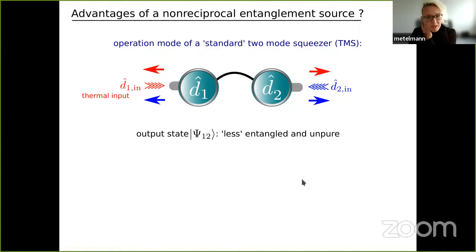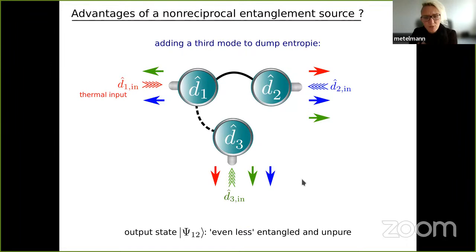If I add another mode, we have the situation that the output state will actually be less entangled and still impure. Your seed for the entangled photons coming out of 1 and 2 will still be the cold vacuum input of 3 and 2, but the thermal input will always show up. So you will not be able to dump the entropy in a third mode.